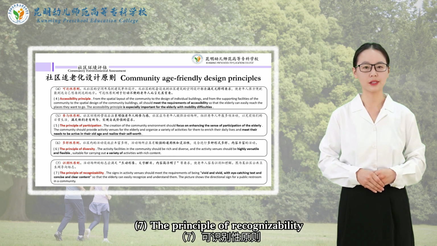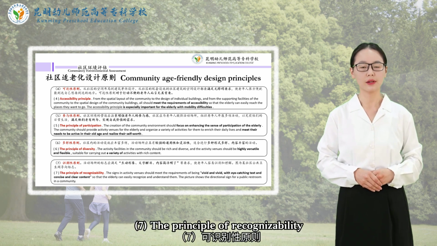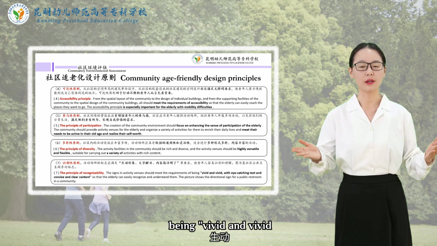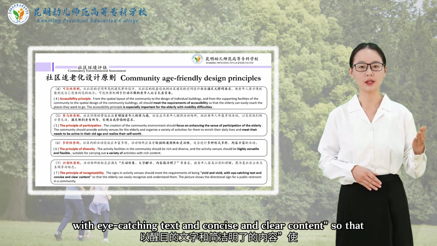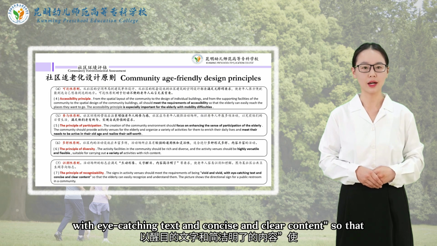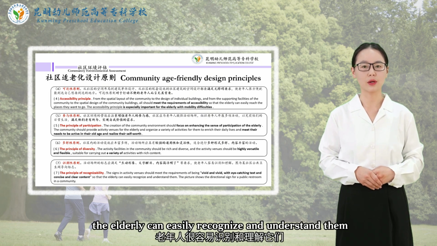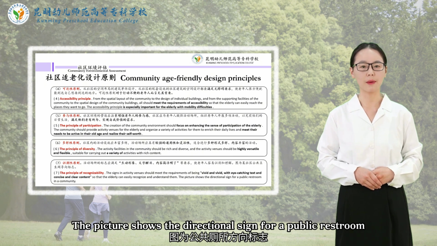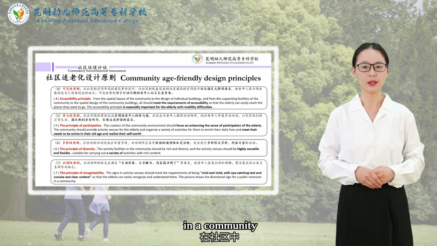7. The principle of recognizability. The signs in activity venues should meet the requirements of being vivid with eye-catching text and concise and clear content so that the elderly can easily recognize and understand them. The picture shows the directional sign for a public restroom in a community.